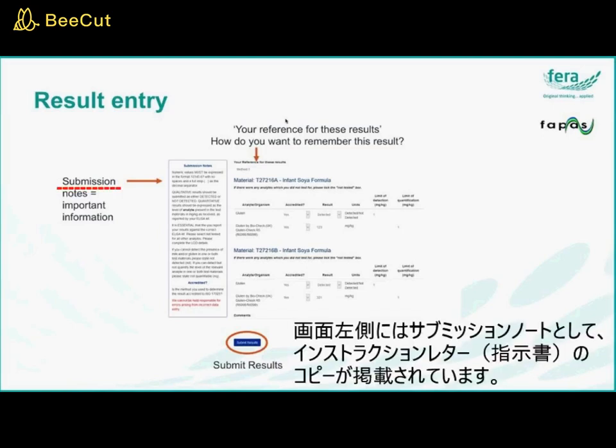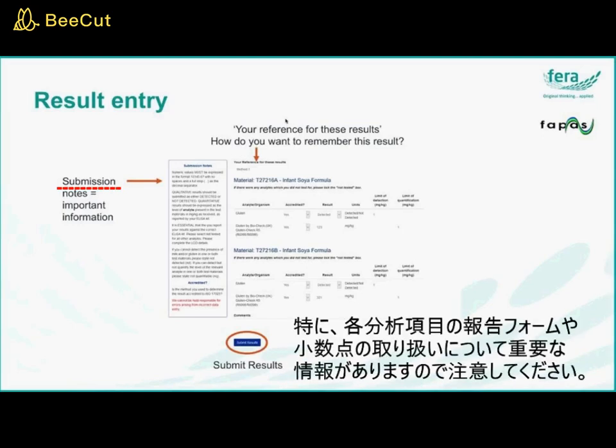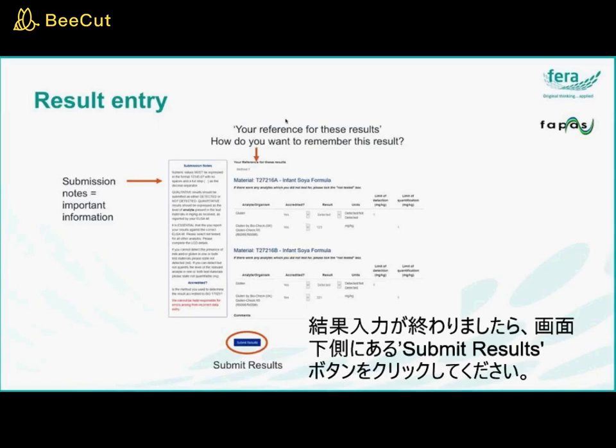On the left hand side, the submission notes are the instructions that are copied from the instruction letter. So therefore it's important information about how to submit the results and in what format, in particular the analytes and the use of a decimal full stop. And finally, at the bottom, the button Submit Results. That will be the last thing you click on to finally submit that set of results.